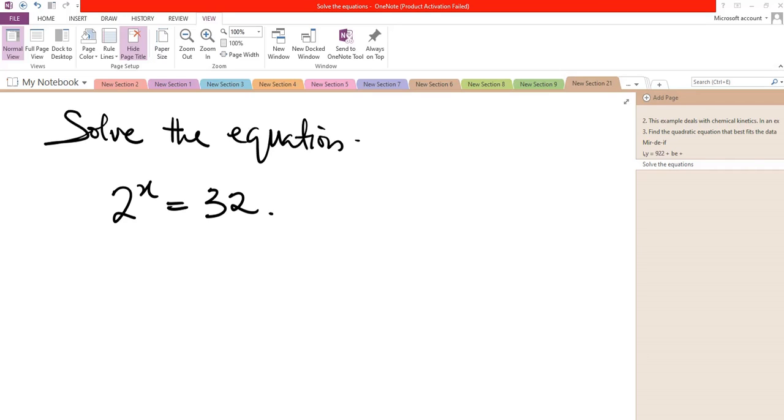Solve the equation 2 raised to power x equals 32. Now, 2 raised to power x is equal to 32. So 32 is the same thing as saying 2 raised to power 5.